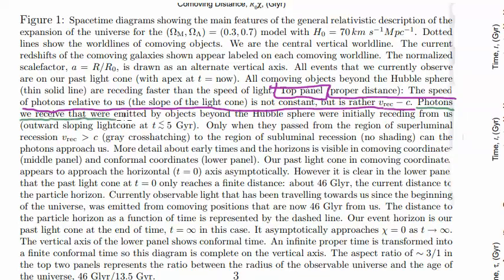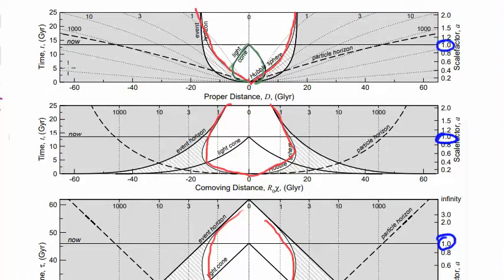Photons we receive that were emitted by objects beyond the Hubble sphere were initially receding from us, outward sloping light cone at t less than or equal to 5 billion years. So before 5 billion years, that's where the green light cone intersects with the red Hubble sphere. The photons beyond the Hubble sphere were actually moving away from us, because the space at that time was expanding faster than the photon was moving.